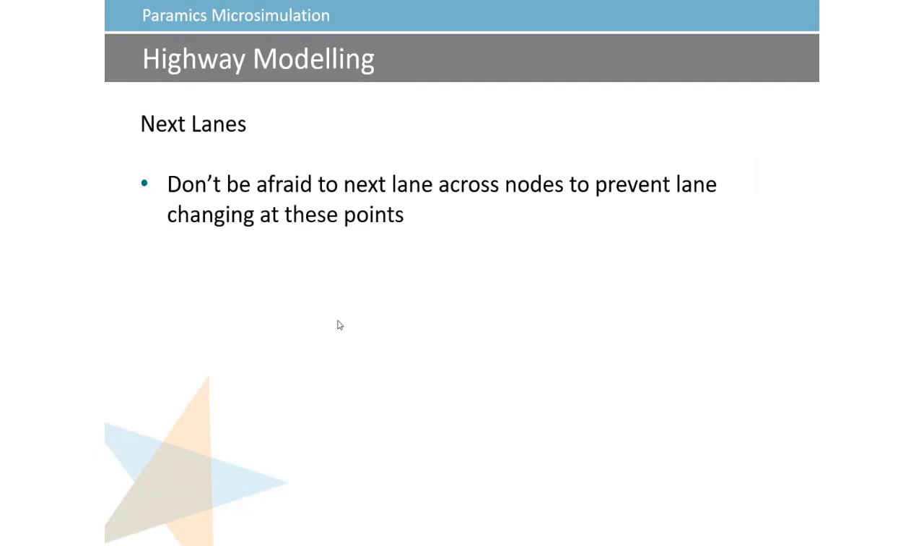And as mentioned, you want the vehicles in these highway sections to change lanes on the links because the lane changing behavior is much smoother than it is across nodes. And as a result, putting in next lanes across nodes can be very useful just to stop vehicles from changing lanes at the nodes, because that can lead to phantom queuing. So don't be afraid to put next lanes across nodes to prevent lane changing at these points.